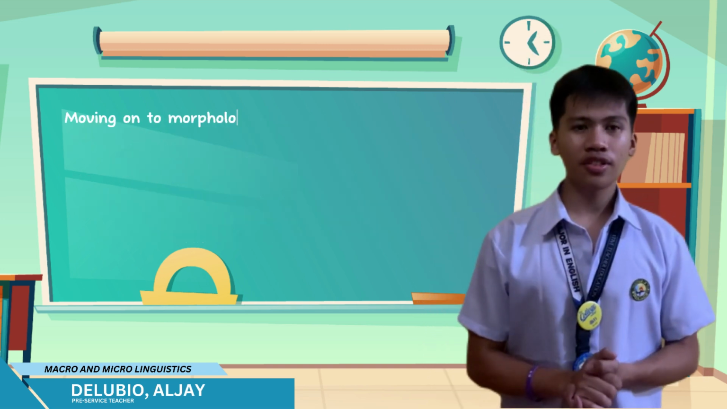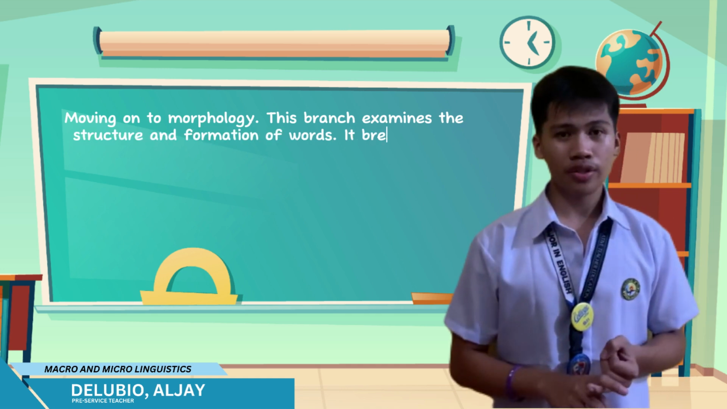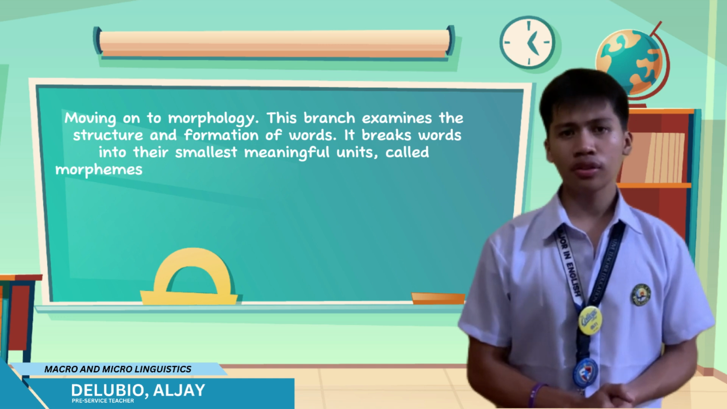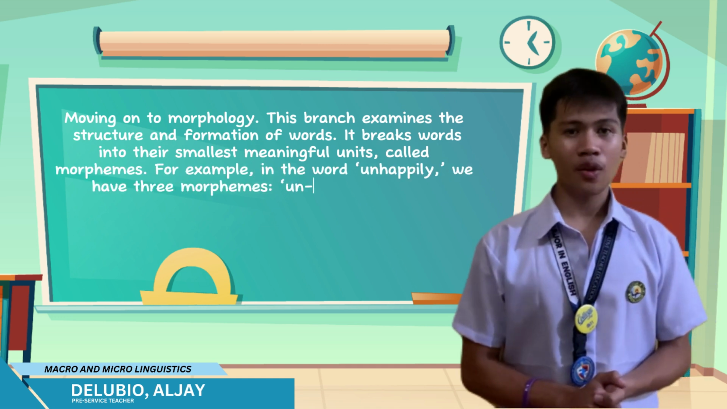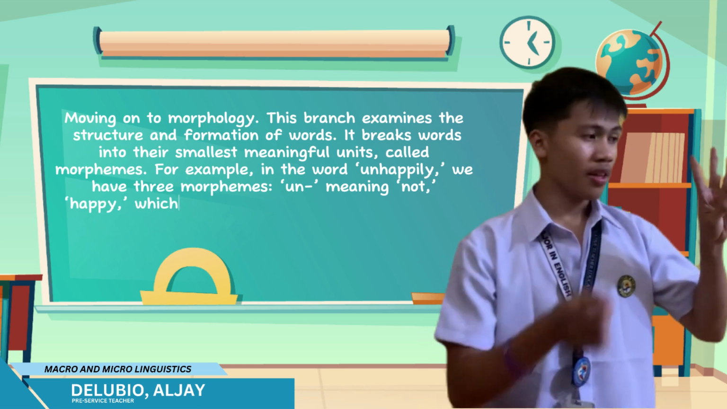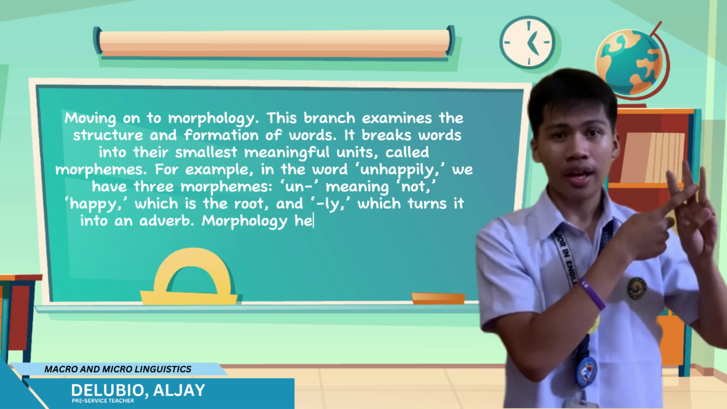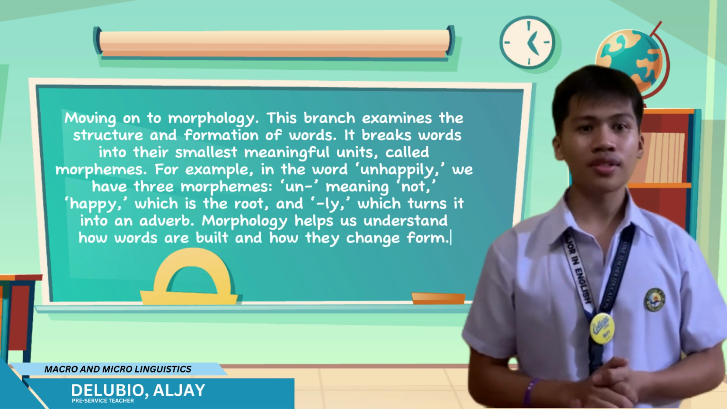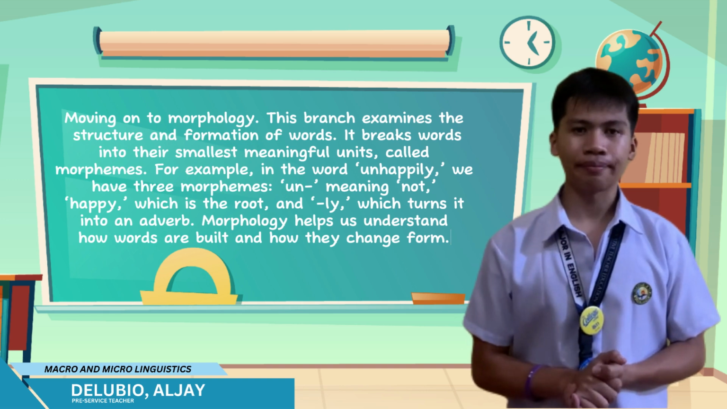Moving on to morphology, this branch examines the structure and formation of words. It breaks down words into the smallest meaningful units called morphemes. For example, we have the word unhappily. We have three morphemes there: un, meaning not, happy, which is the root word, and ly, which turns it into an adverb. Morphology helps us understand how words are built and how they change form.